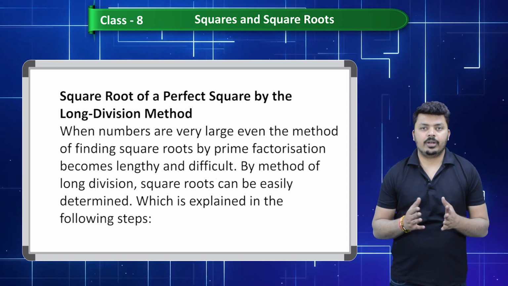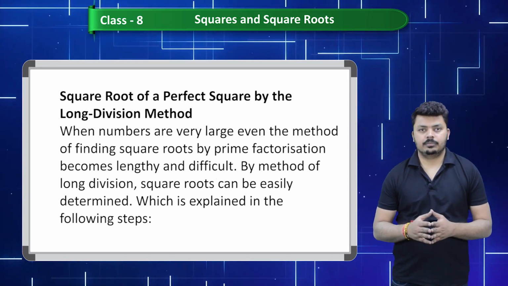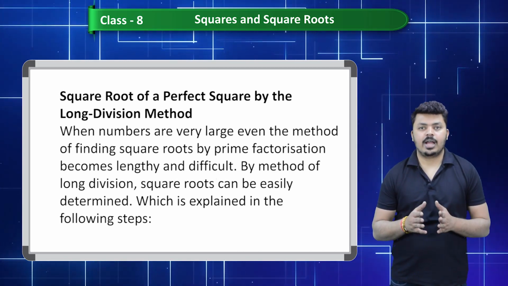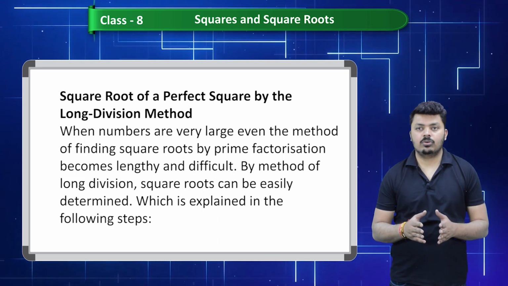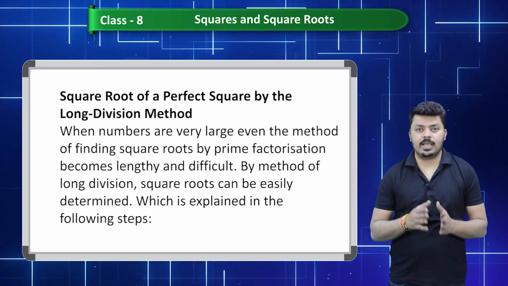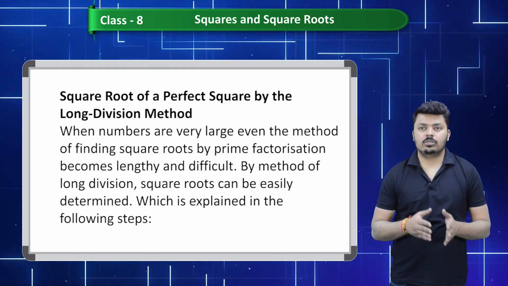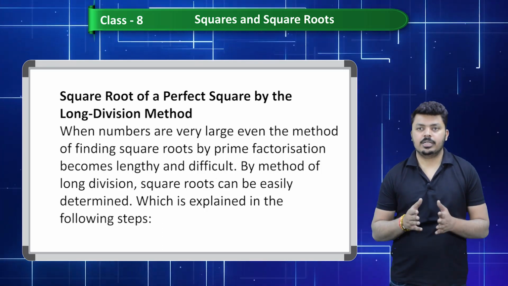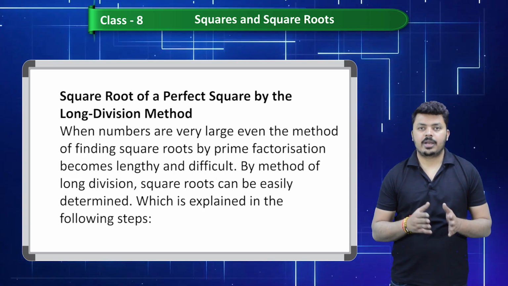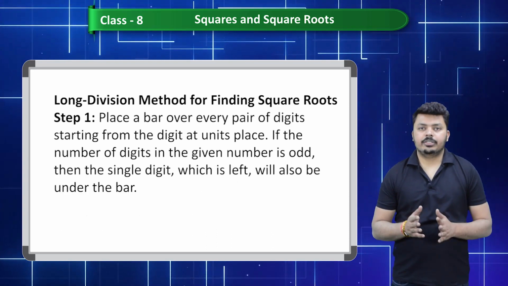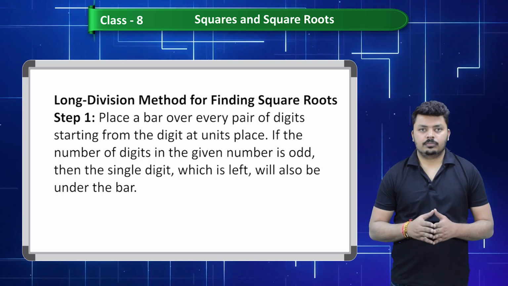Square root of a perfect square by the long division method. When the numbers are very large, even the method of finding square roots by prime factorization becomes lengthy and difficult. By method of long division, square roots can be easily determined, which is explained in the following steps. Long division method for finding square roots.